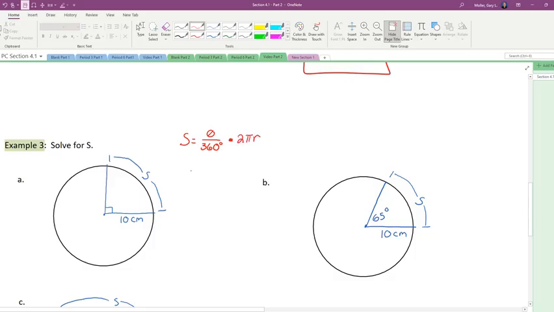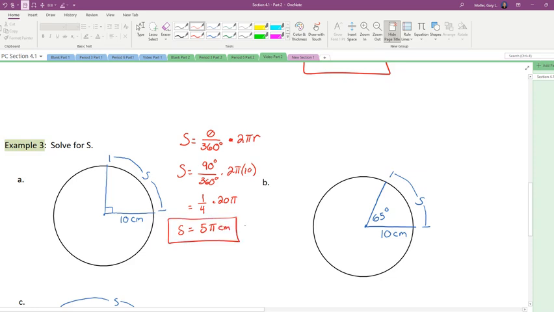So for this problem, we can kind of already tell it's just 1/4 because of the 90 degrees. But if you didn't realize it, then it's just 90 over 360 times 2 pi times 10, which is going to give me 1/4 times 20 pi. So arc length is equal to 5 pi centimeters.